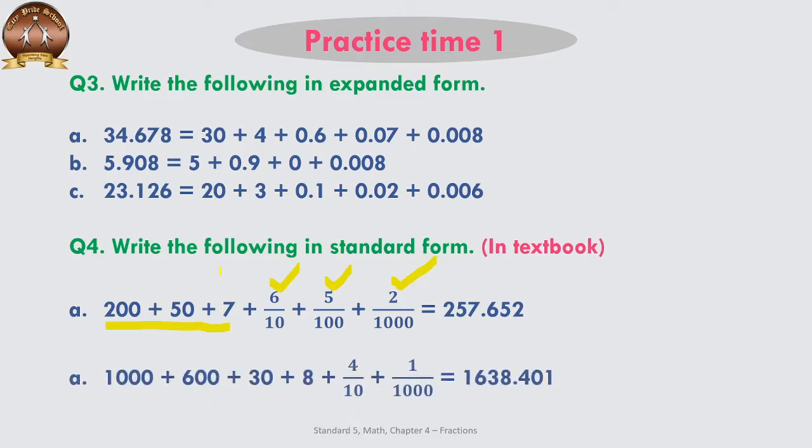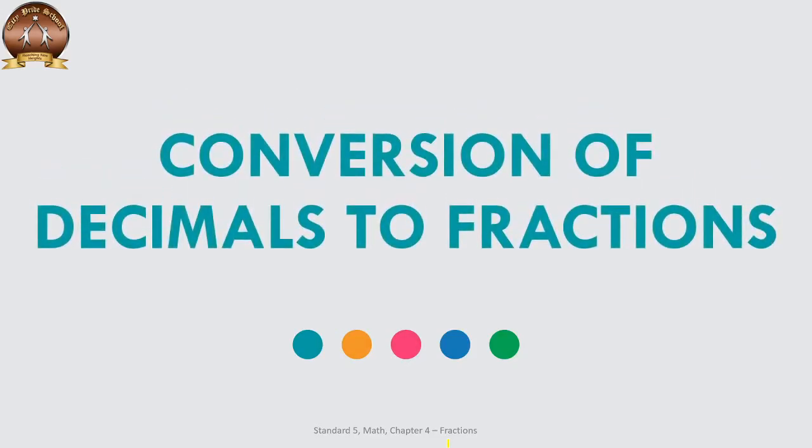Coming on to the next question, we have 1000 plus 600 plus 30 plus 8 plus 4 upon 10 plus 1 upon 1000. You can see here clearly that we have the thousandths place and here we have the tenths place, but the hundredths place is missing. If a place is missing, then we add a 0 at that place. So this becomes 1638.401.